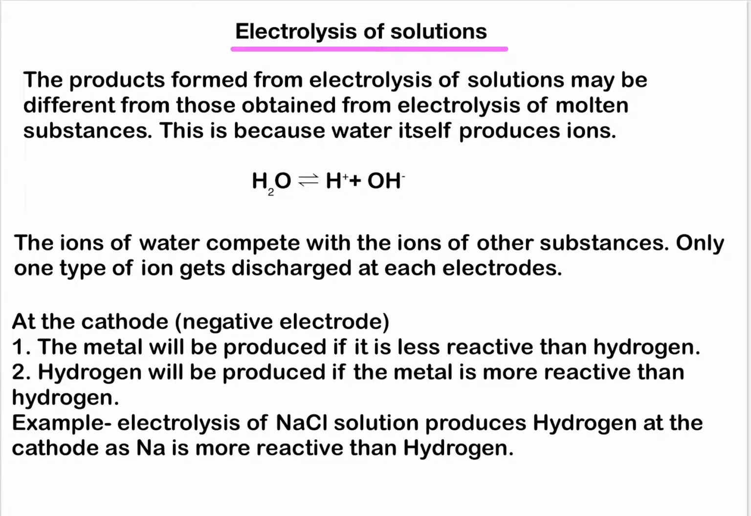H2O will give you H+ ions plus OH- ions. The ions of water compete with the ions of other substances. Only one type of ion gets discharged at each electrode. At the cathode, that is the negative electrode, the metal will be produced if it is less reactive than hydrogen. Number two, hydrogen will be produced if the metal is more reactive than hydrogen. Example, electrolysis of NaCl solution produces hydrogen at the cathode as sodium is more reactive than hydrogen.